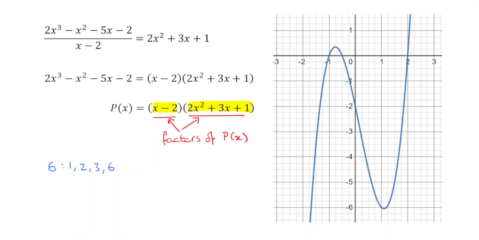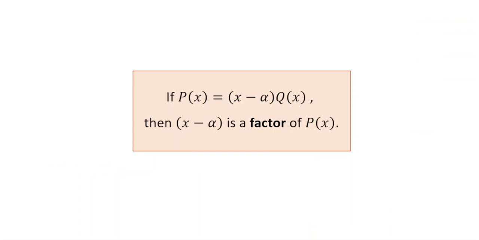So let's give that a formal statement as we did before. If we can write p of x as equal to x minus alpha times q of x, in other words, p of x can be written as x minus alpha times by some other polynomial that we don't know, if that is the case, then this thing here, x minus alpha, is a factor of p of x, right? x minus alpha is a factor of p of x.